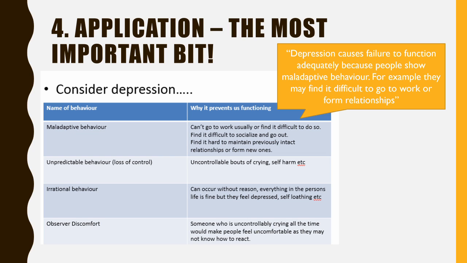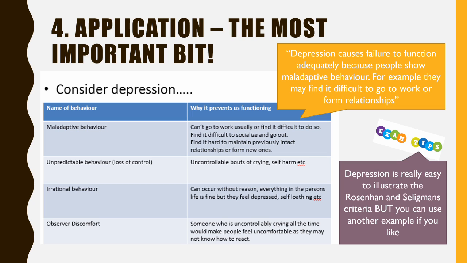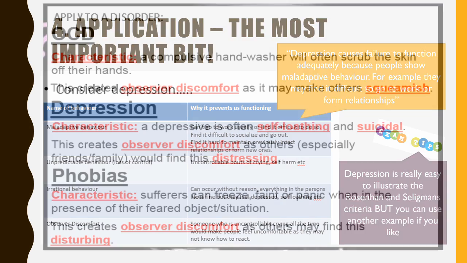So for example, how you would say it in the exam, depression causes failure to function adequately because people show maladaptive behaviour. So I've named it and then I've said, for example, they may find it difficult to go to work or form relationships. Now depression is really easy, as I've said, to illustrate it, but if you don't want to use depression, if you don't want to put that into your booklet, you can use another example if you like.